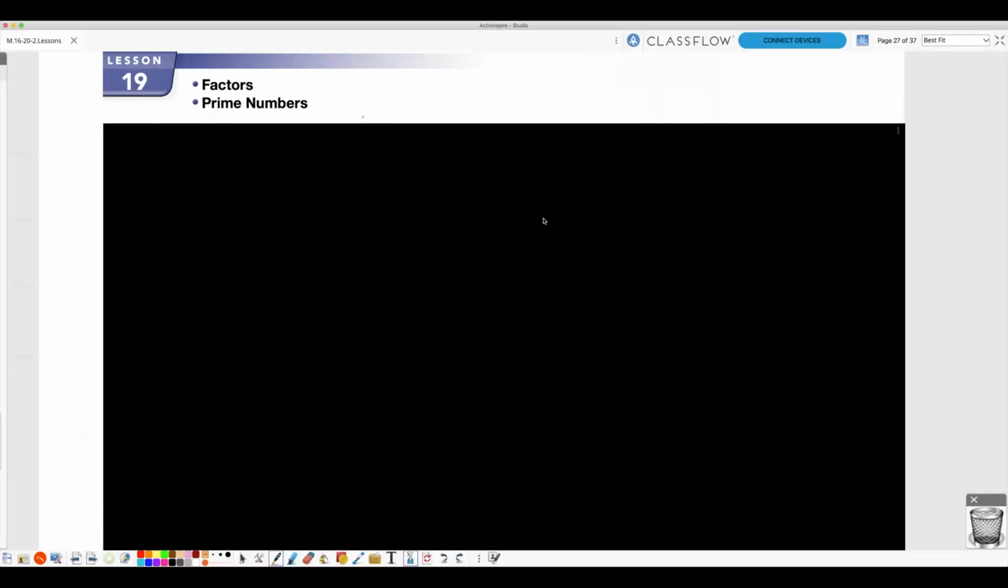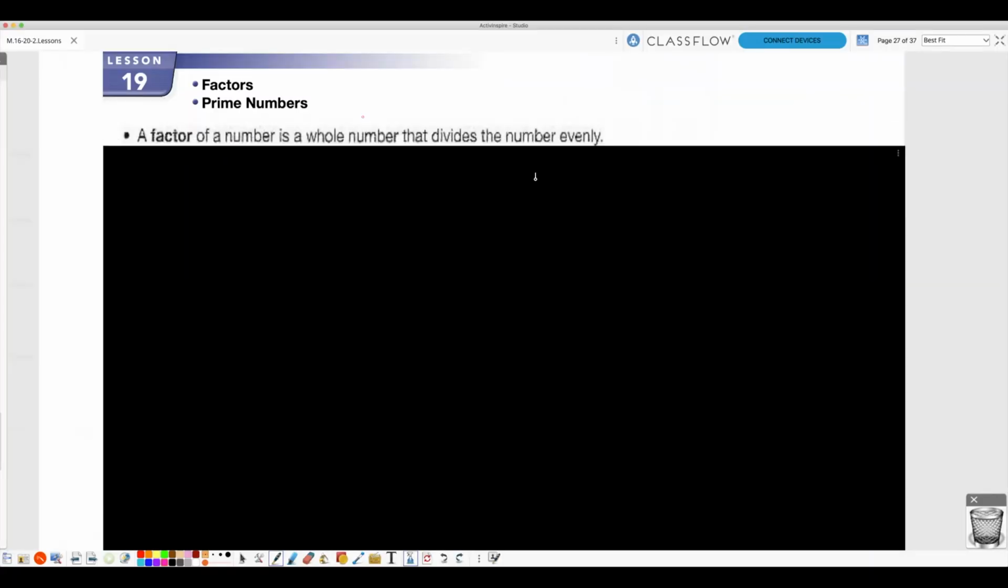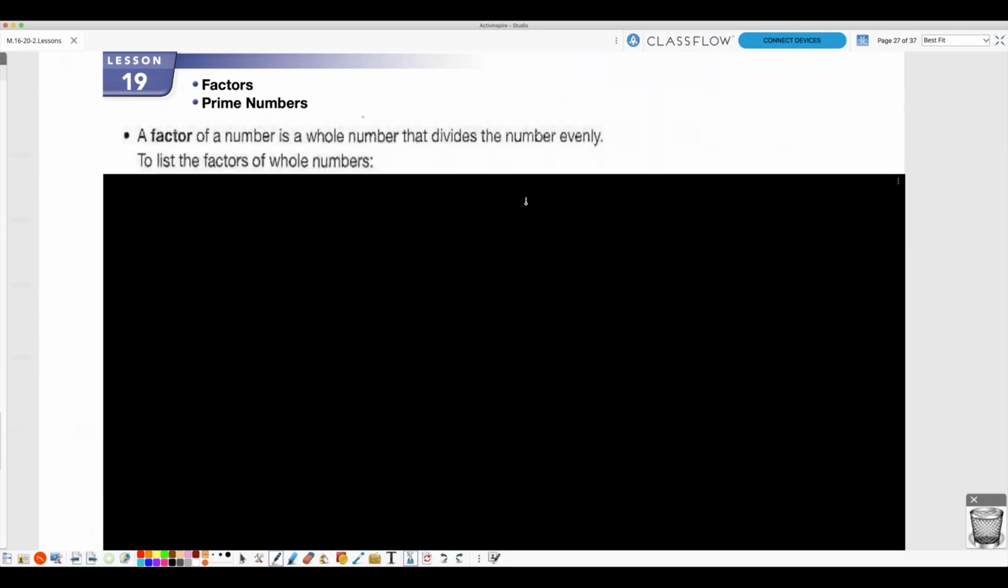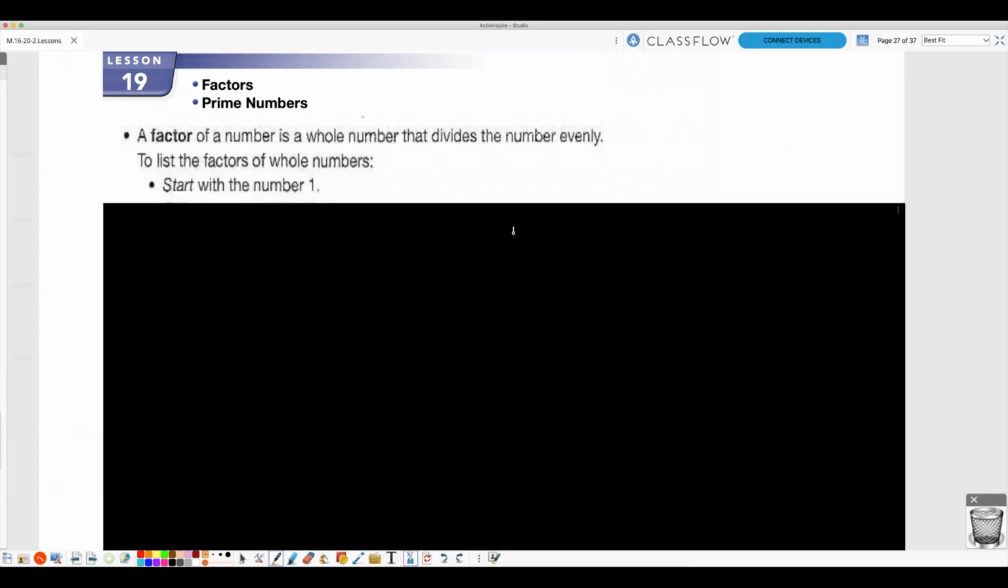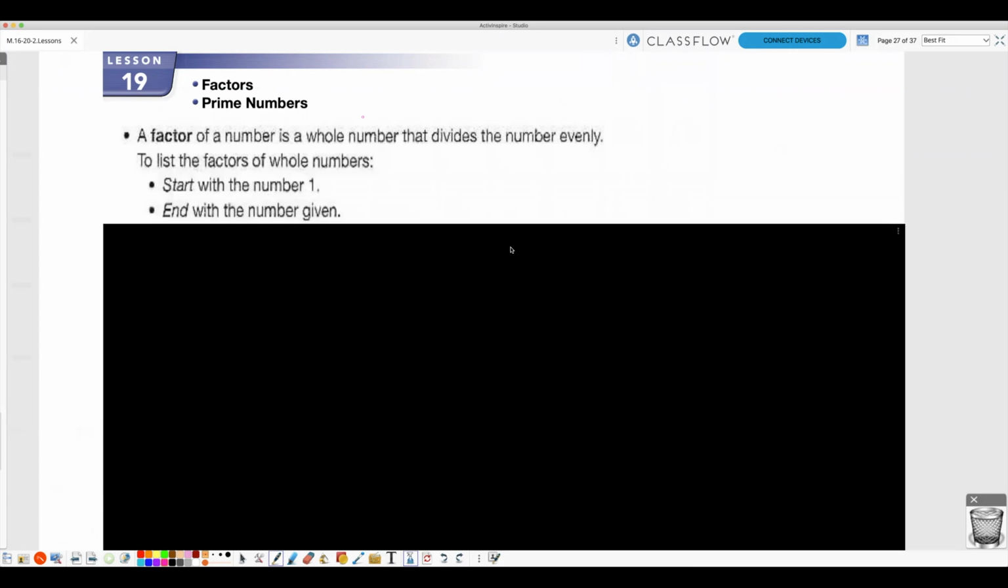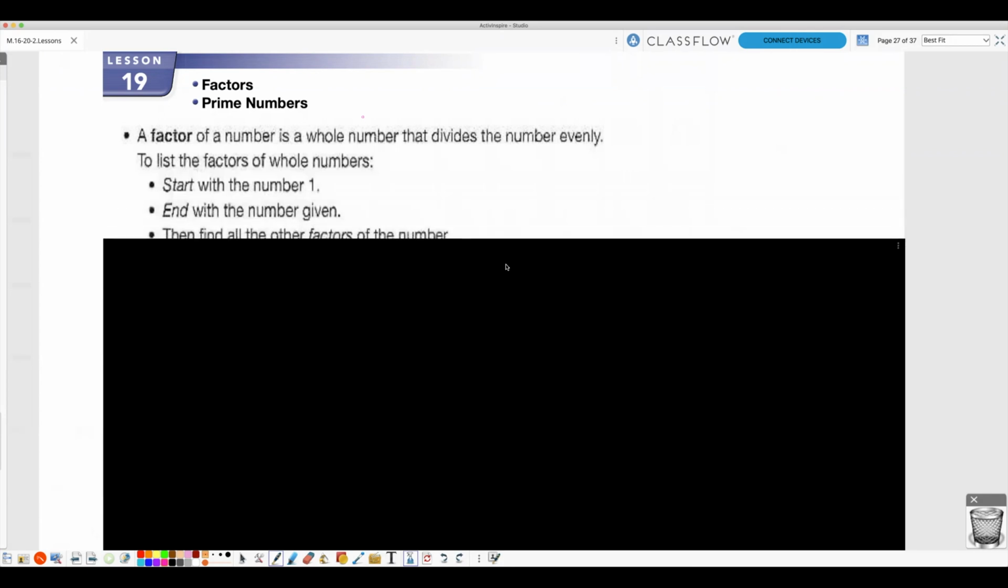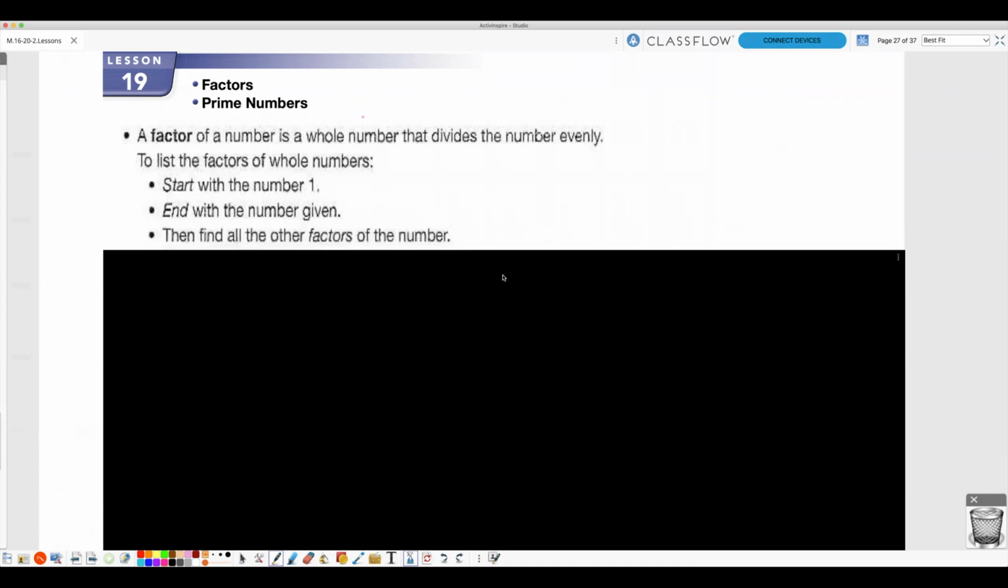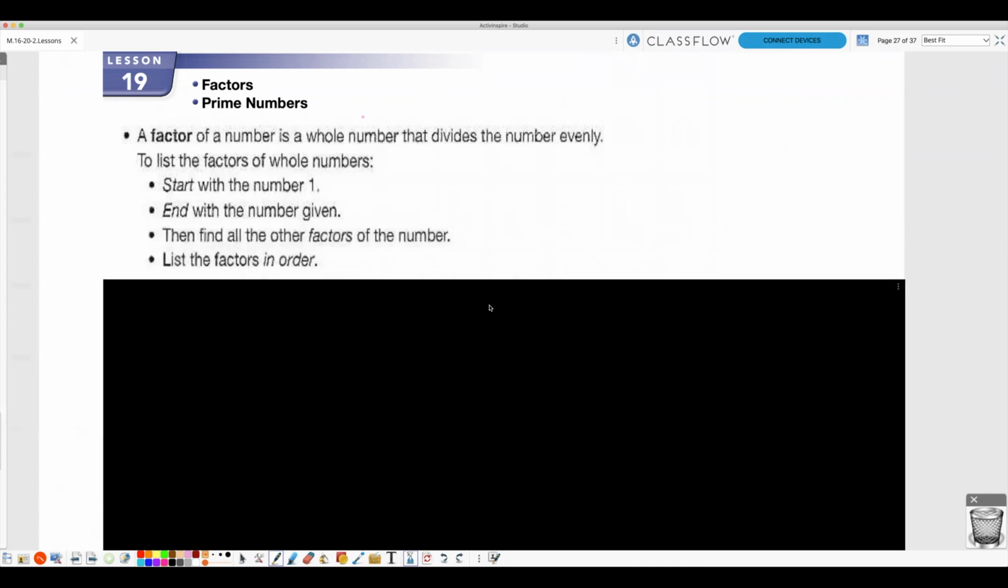This is Course 1, Lesson 19, Factors and Prime Numbers. A factor of a number is a whole number that divides the number evenly. So to list the factors of a whole number, you would start with the number 1, find the number that is given, and then find all the other factors of the number, listing them in order.